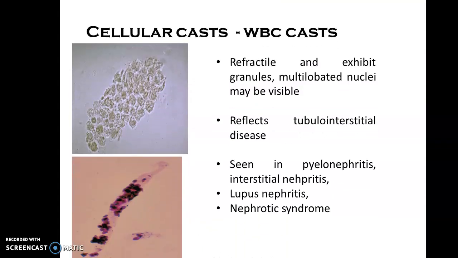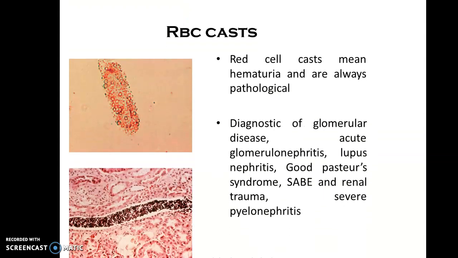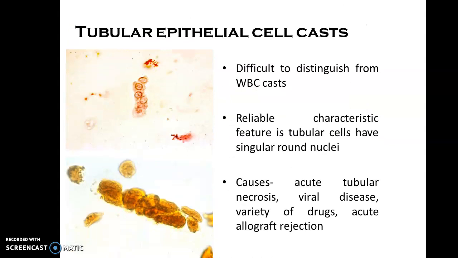Coming to the WBC casts, these again have a cylindrical shape and are made up of WBC cells. They are seen in pyelonephritis, interstitial nephritis, lupus nephritis, nephrotic syndrome. Similarly, red cells can form a cast, which is pathological, seen in glomerular diseases, acute glomerulonephritis, lupus nephritis, Goodpasture syndrome, subacute bacterial endocarditis, renal trauma and severe pyelonephritis. If the tubular epithelial cells form a cast, we call them tubular epithelial cell casts. They are seen in acute tubular necrosis, viral diseases, a variety of drugs, and acute allograft rejection.